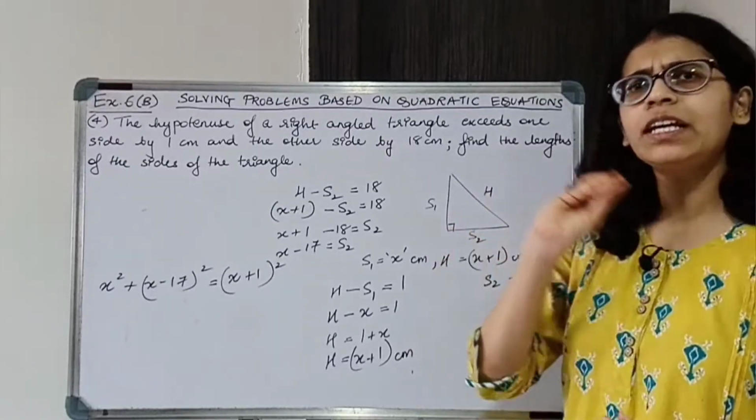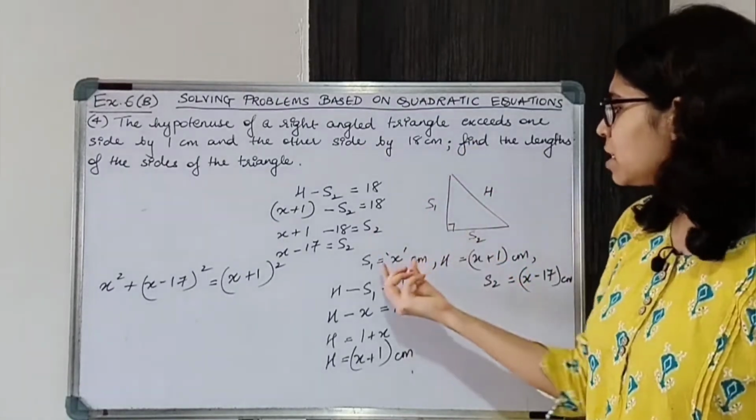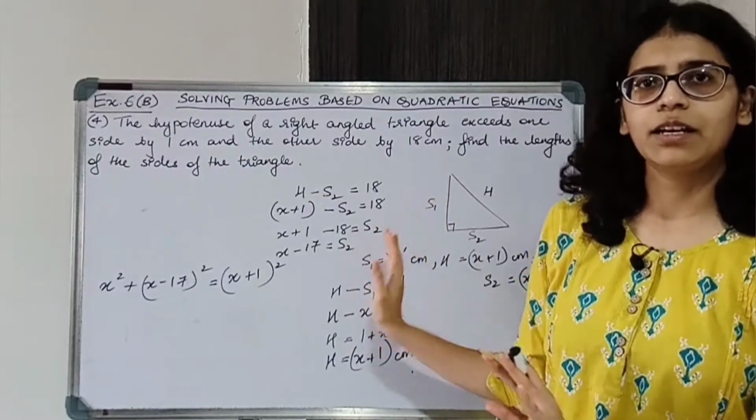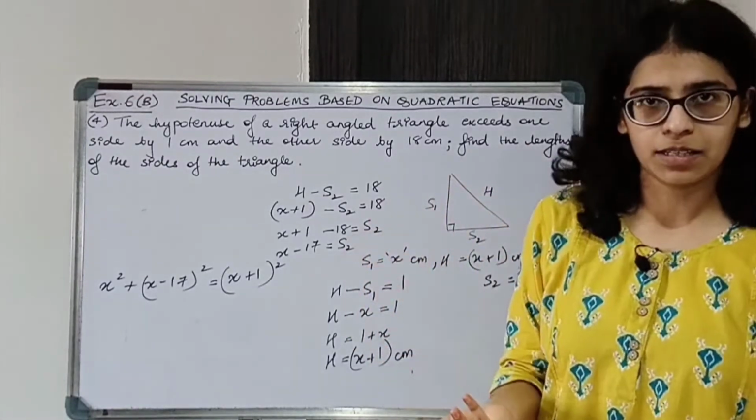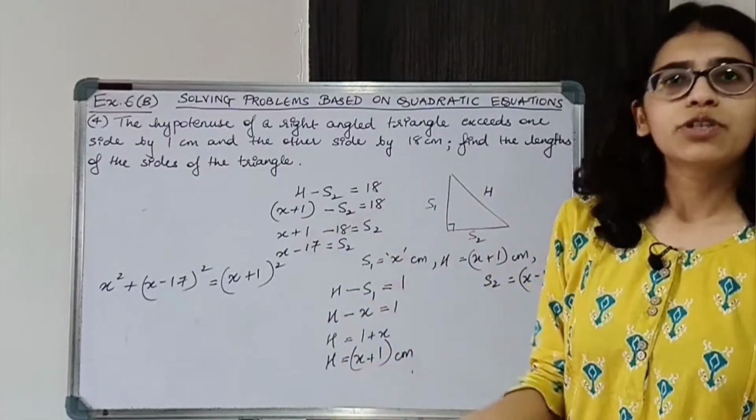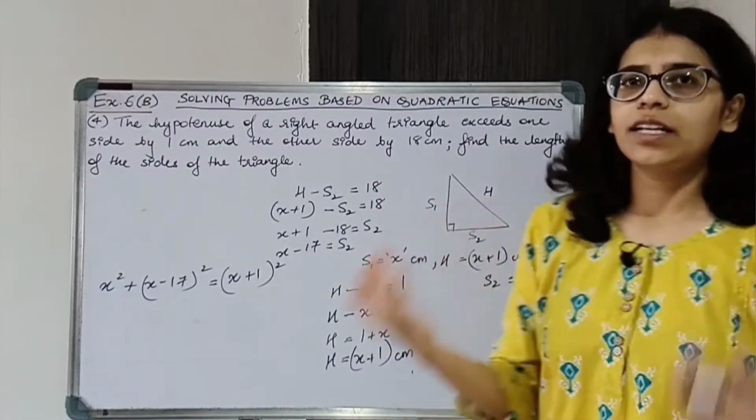So you can take any one side as x. Not necessary कि मैंने S1 को x लिया है तो you have to take S1 as x only. You can also take h as x. तो उस हिसाब से equation frame होगा. You will still get the correct answer.